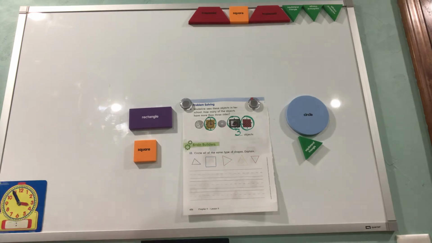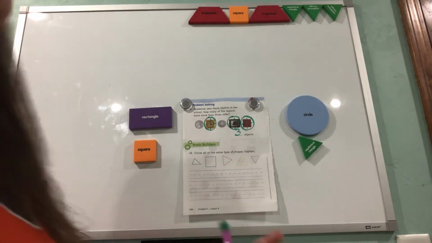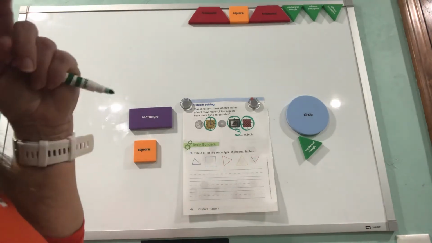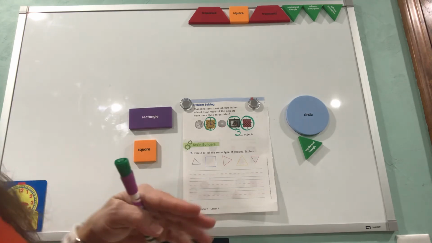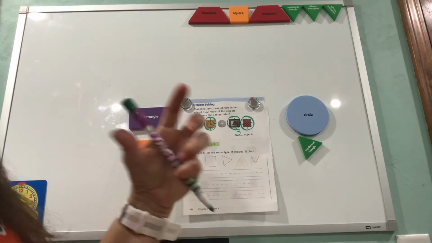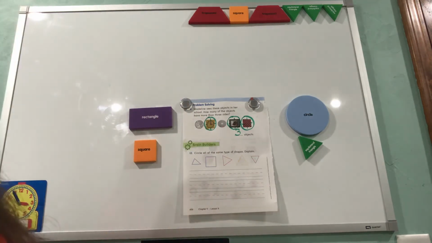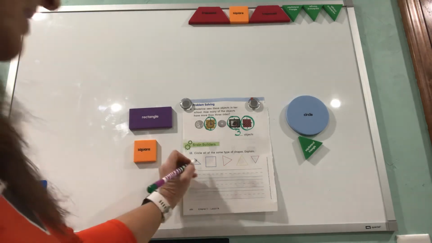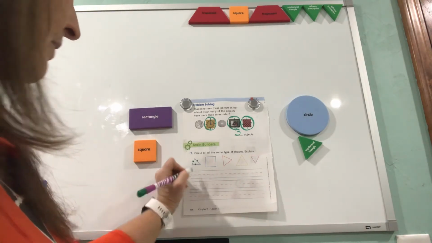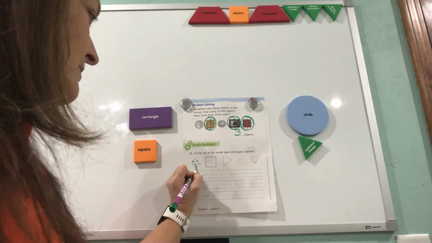So number 12 says, circle all of the same type of shapes. How are we going to figure out which ones are the same? Right, we're going to look and see how many sides and vertices they have. So let's just go through and look at sides, because we know that if it has whatever number of sides, it has the same number of vertices. Those are equal. So this one has 1, 2, 3. I'm just going to write a note right here so I know.